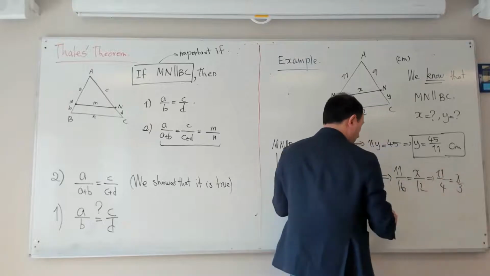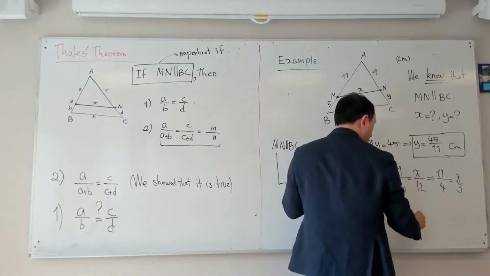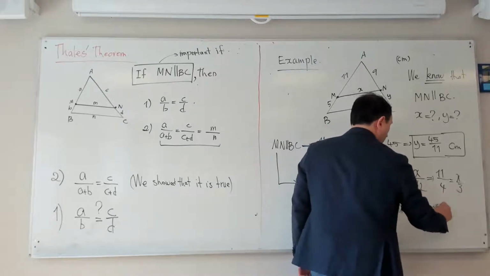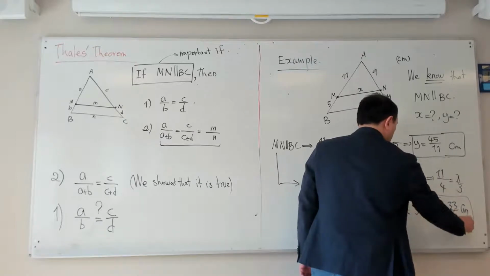And then I do this multiplication. So what happens? 4 times x is equal to 11 times 3, which is 33. And then x becomes 33 over 4 centimeters. Yes?